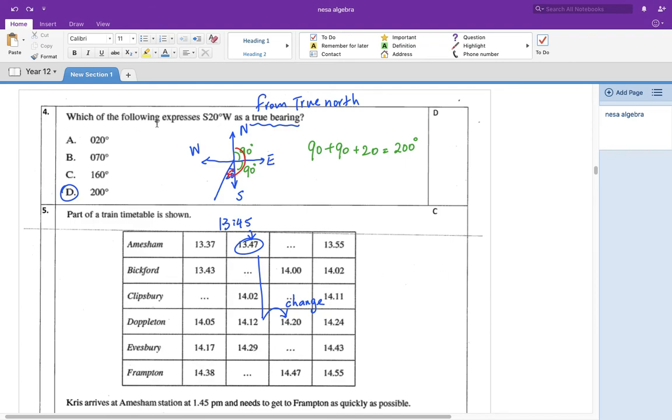Alright, so for question 4, you need to express it as a true bearing, right? So it starts from the north, which is the red arrow here, and it's 90 plus 20.